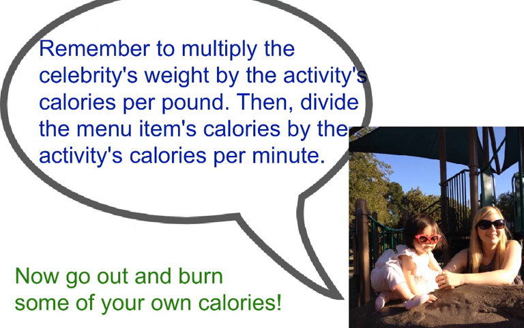So as a review, remember to multiply the celebrity's weight by the activity's calories per pound. Then divide the menu item's calories by the activity's calories. So if it's a burger, you're going to divide the burger by the amount of calories per minute that person, for their weight, would burn.